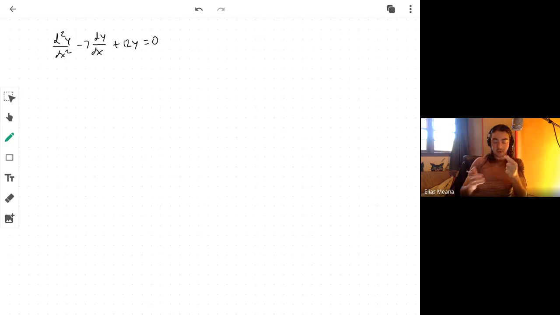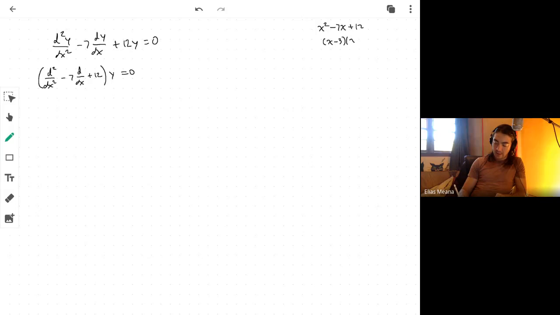So we had initially started off by saying we can sort of pseudo-factorize this. We're not exactly factorizing, but we can write this as (d/dx)² minus 7 d/dx plus 12 operating on y. I chose these coefficients on purpose because x² minus 7x plus 12 can be written as (x minus 3)(x minus 4).